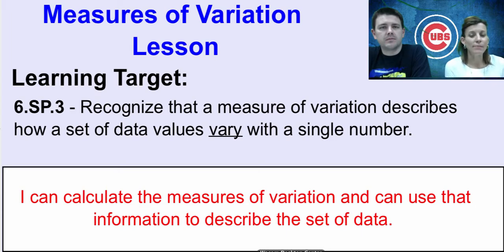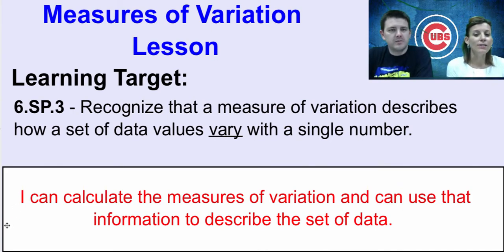We're going to recognize that a measure of variation describes how a set of data values vary with a single number, which is going to be confusing and a lot of vocabulary today, but basically at the end I can calculate the measures of variation and can use that information to describe the set of data.